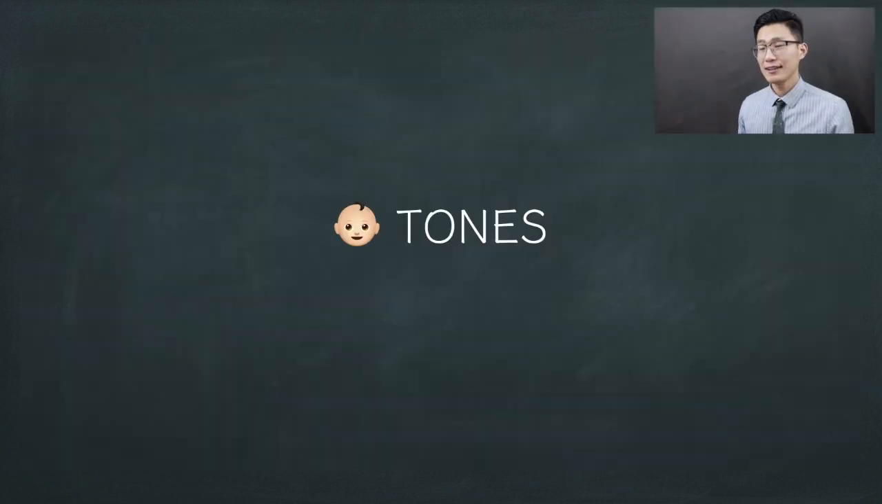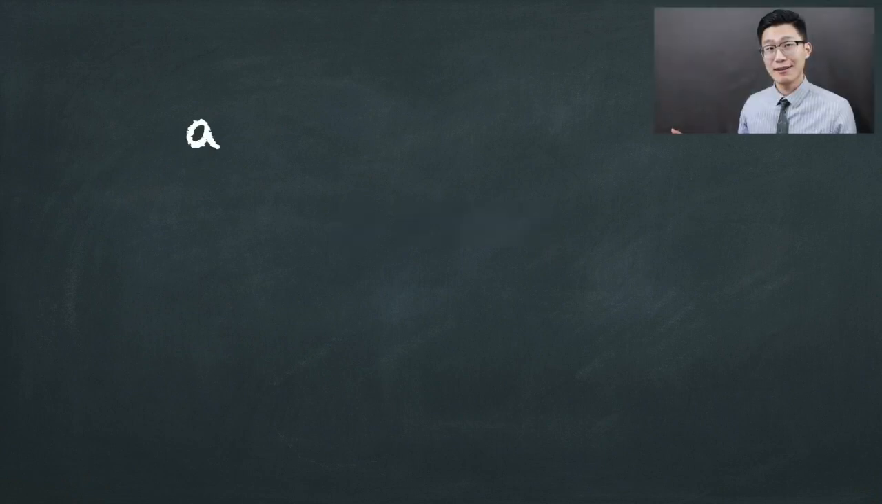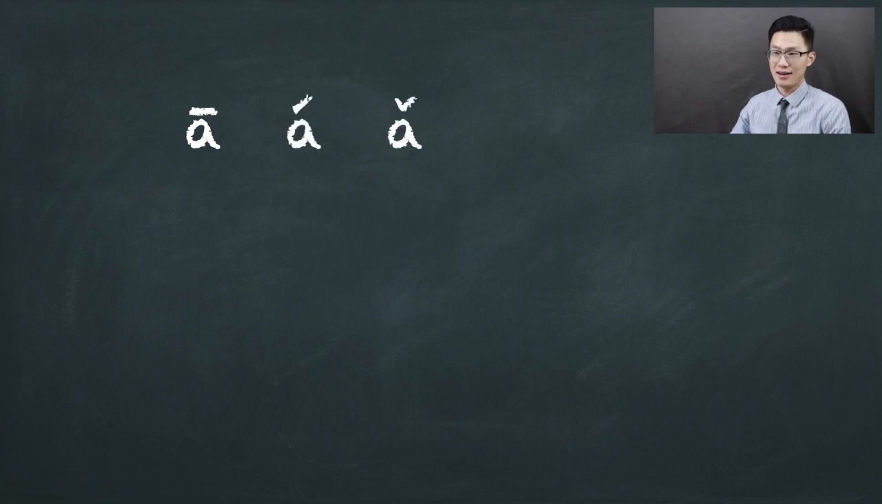The kid, also known as tones. So what are tones? Let's see an example. Now let's put four different kinds of tones on top of the letter A. Let's see what will happen. Can you find out the difference? Let's read them one more time.